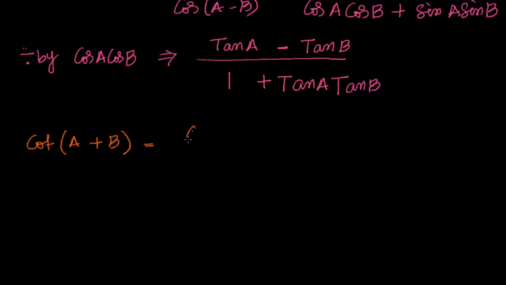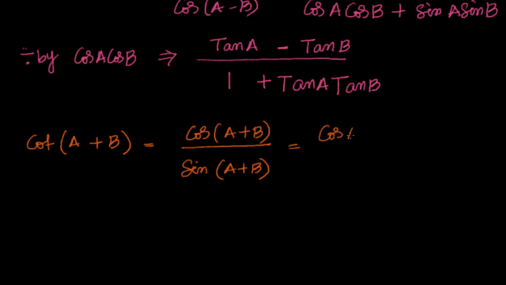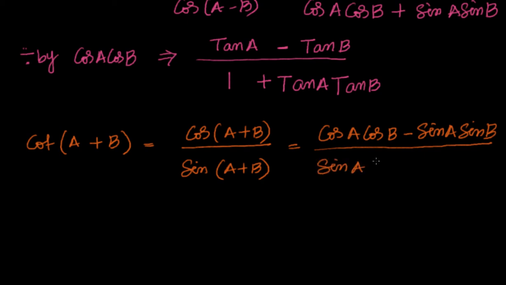That's also fine. So cot of a plus b is nothing but cos of a plus b divided by sin of a plus b. Now we know the cos of a plus b formula. Cos of a plus b is cos a cos b minus sin a sin b, divided by sin of a plus b, which is sin a cos b plus cos a sin b.